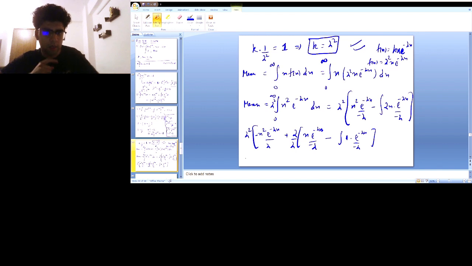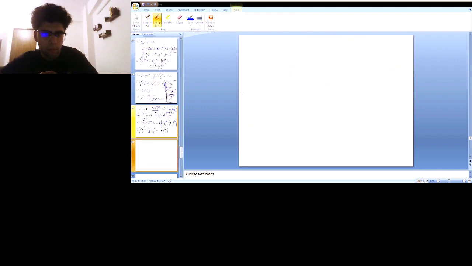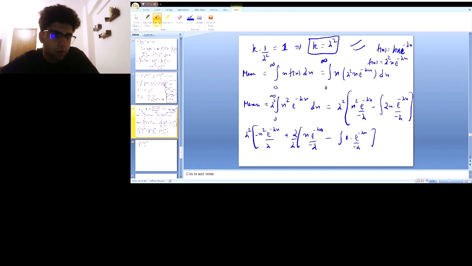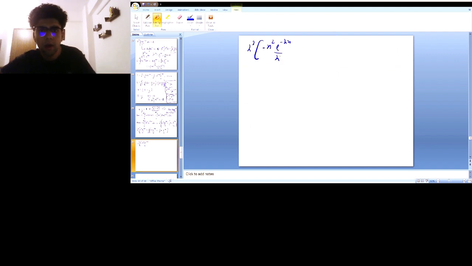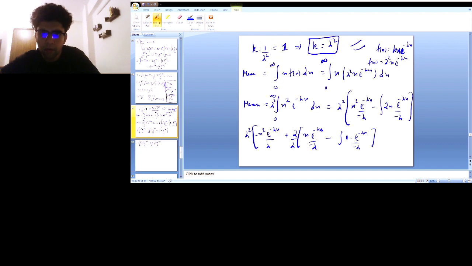Now this ultimately gives me lambda square times minus x square e to the power minus lambda x, and lambda in the denominator, and this gives me plus 2 upon lambda times x e to the power minus lambda x upon minus lambda. This becomes minus lambda, this is positive.